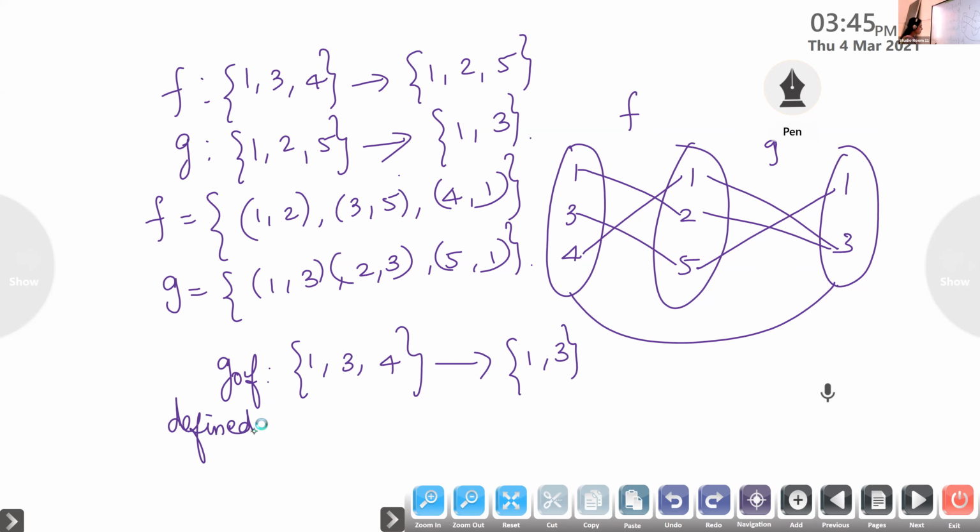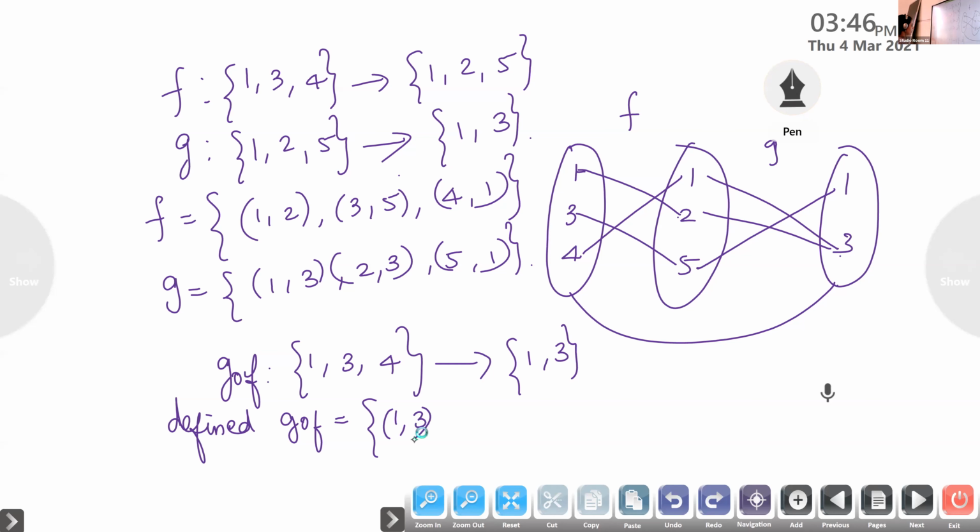We have to specify the images of each element. Listen how I'm finding this. Look at your 1. 1 is mapped onto 2 and 2 is mapped onto 3. From the figure, you can see it clearly. So 1 will be mapped onto 3.